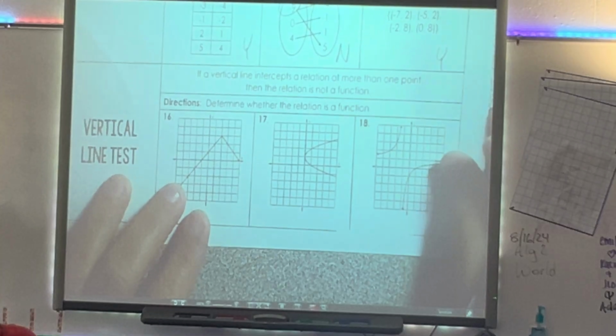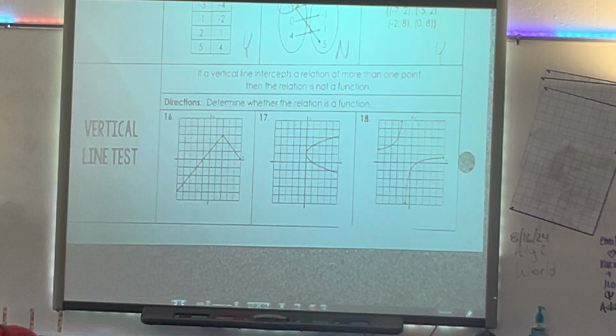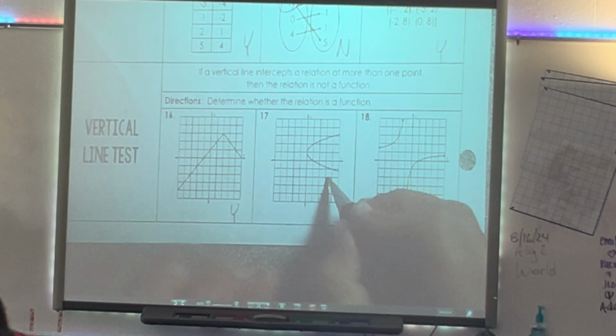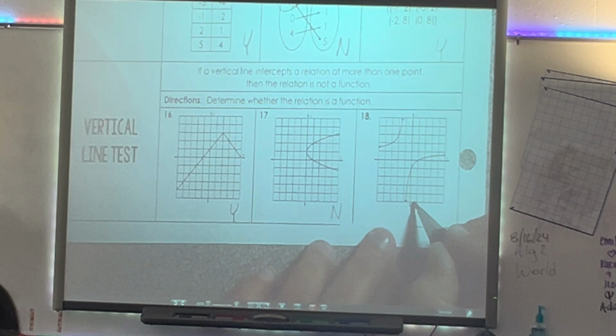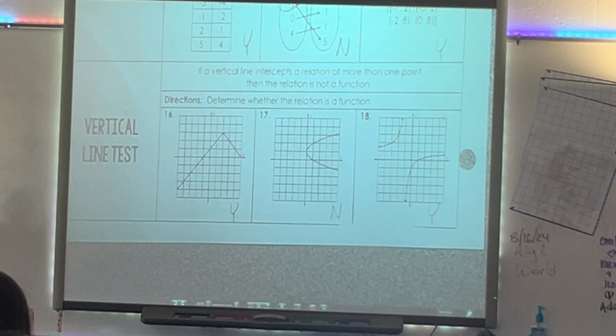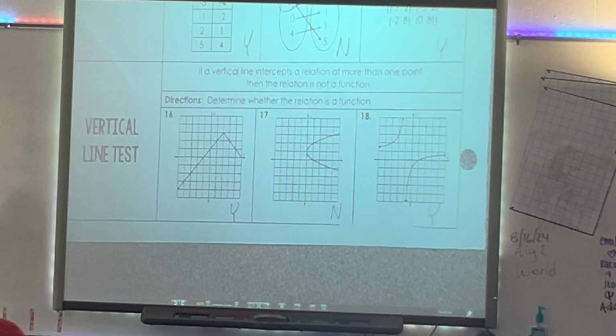Alright, then here they're saying we want to use the vertical line test to determine. So this one, yes, no. Yes, this one, no, this one, yes, it passes. Alright, okay there? All pretty easy stuff.